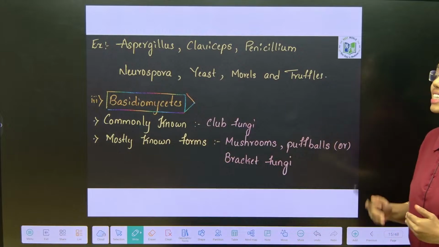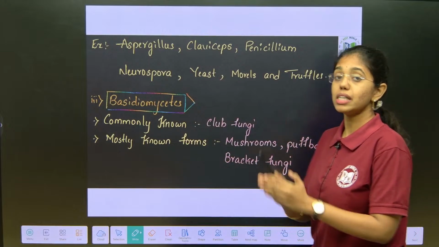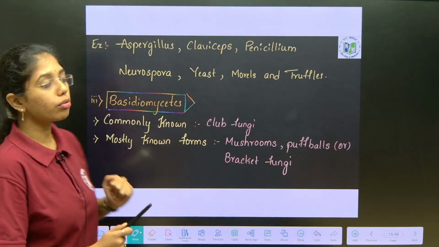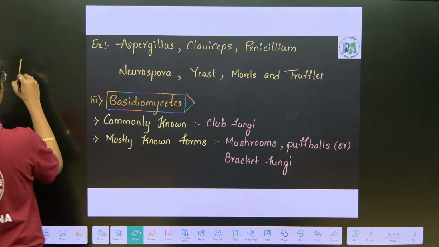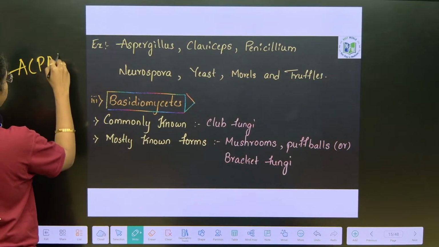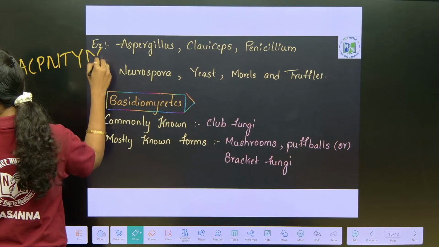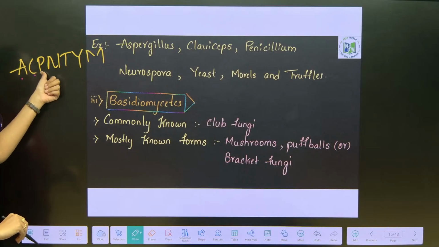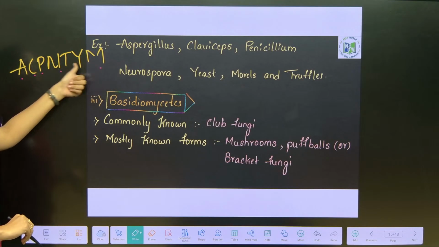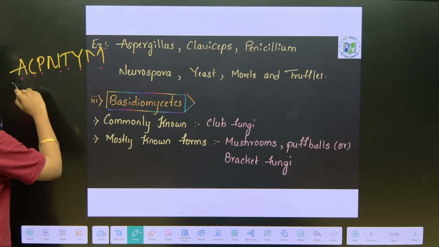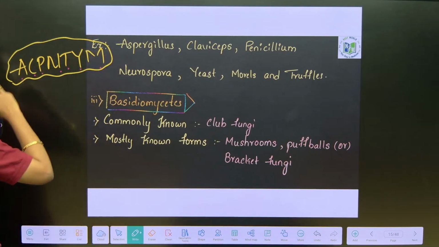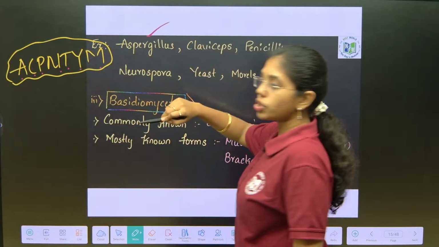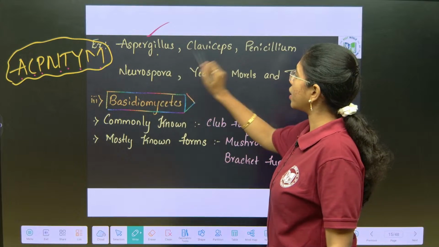Next, what are the examples of Ascomycetes? It is important to remember the examples. I will give you a trick or mnemonic to remember the examples of Ascomycetes, that is A, C, P and T. Very simple: Aspergillus, Claviceps, Penicillium, Neurospora, Morels and Truffles, and yeast. This is a simple mnemonic hack where you can easily remember the examples of Ascomycetes. See, Aspergillus is known as the weed of the laboratory.